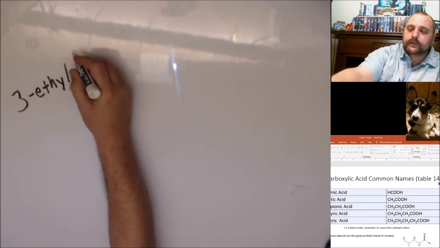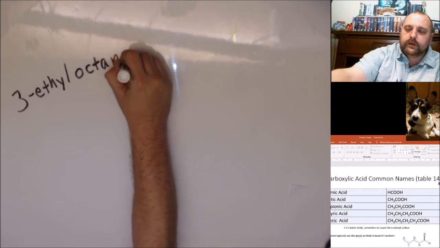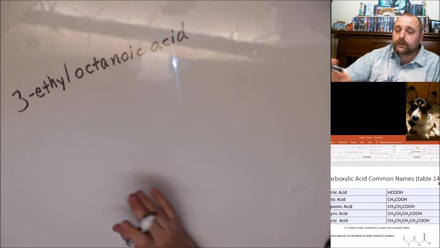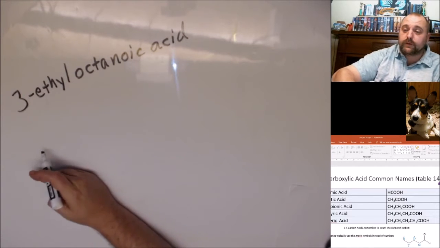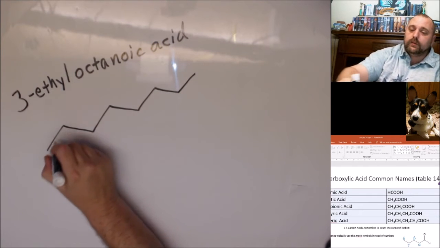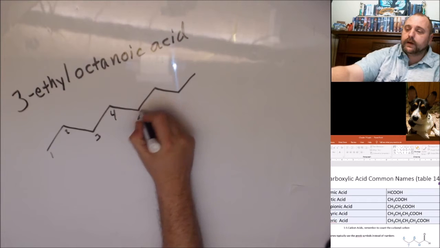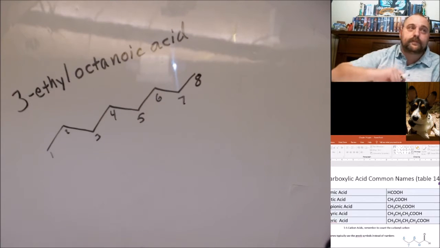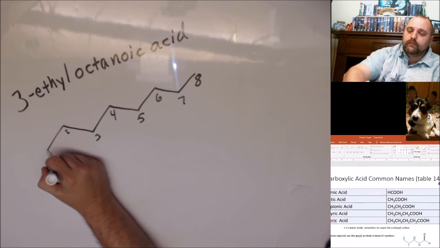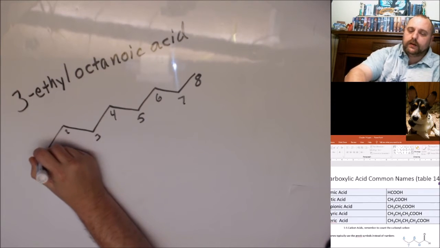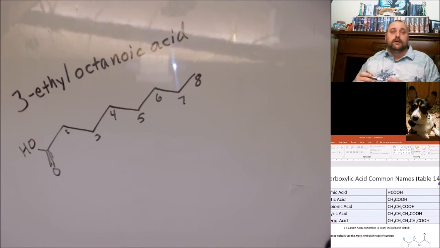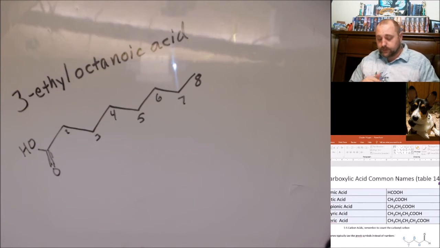3-ethyl octanoic acid. I want to draw the structure from this, and so I'm going to start with drawing some carbons. 1, 2, 3, 4, 5, 6, 7, 8. You can put the acid on either end, but that automatically becomes 1. I'm going to go ahead and put that here. Remember that the O in the OH does not get a number. The numbering started at the carbonyl. It's only the carbons that are getting numbers in IUPAC.